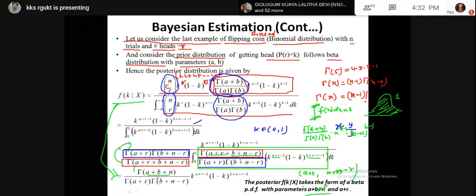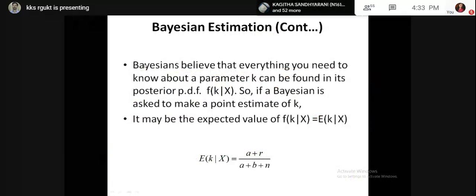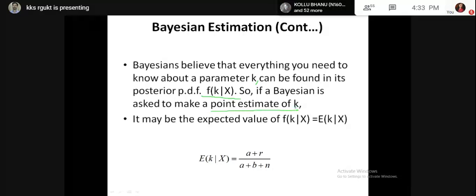Now, once our posterior distribution is estimated, we can find the point estimation. Bayesians believe that everything you need to know about the parameter k can be found in its posterior. So once the posterior distribution is estimated, we can estimate the point estimation of k also.